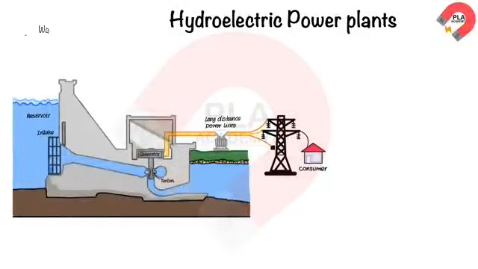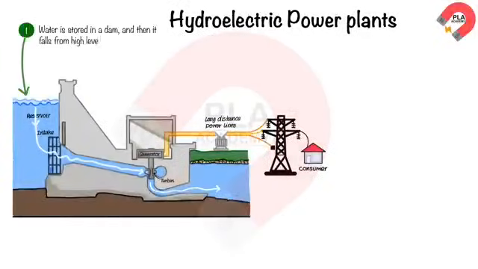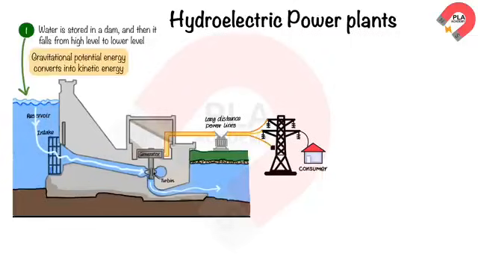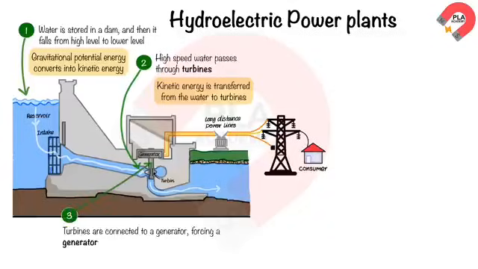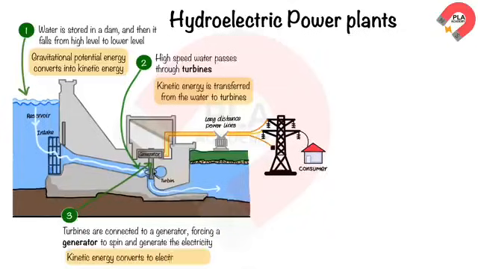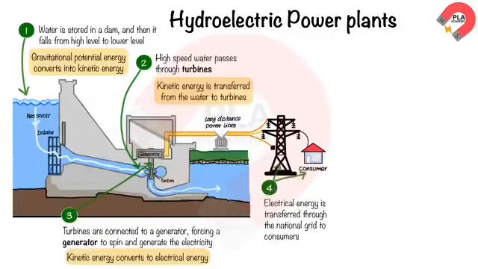Hydroelectric power plants. The water is stored at a dam, and then it falls from the high level to the lower level. This converts the gravitational potential energy of the water into kinetic energy of the water. The high-speed water passes through turbines. This transfers the kinetic energy of the water to the kinetic energy of the turbines. The turbines are connected to a generator, which causes the generator to spin and generate electricity. This converts the kinetic energy into electrical energy. This electrical energy is then transmitted through the national grid to homes or businesses.